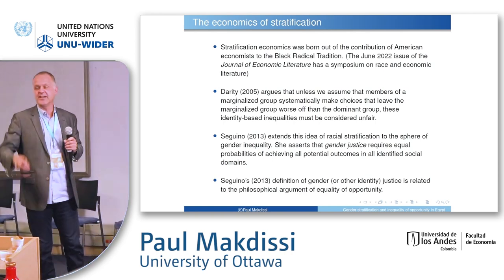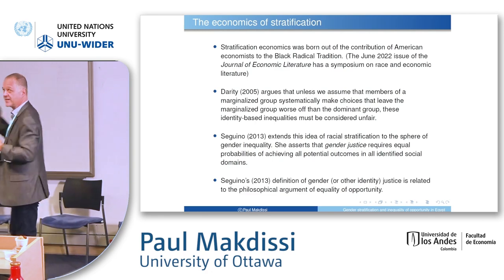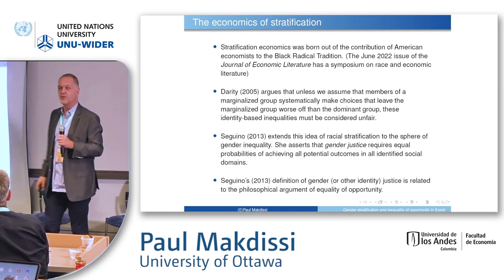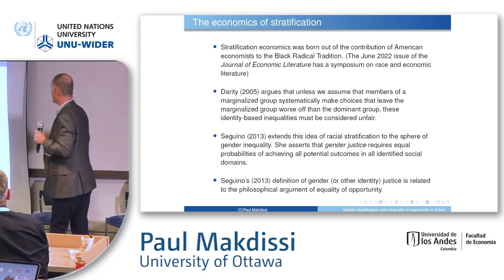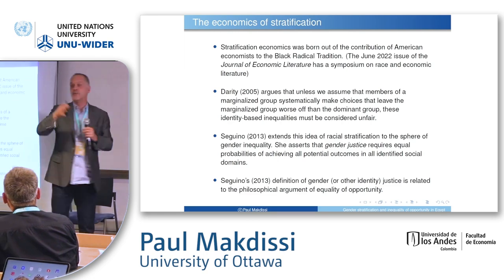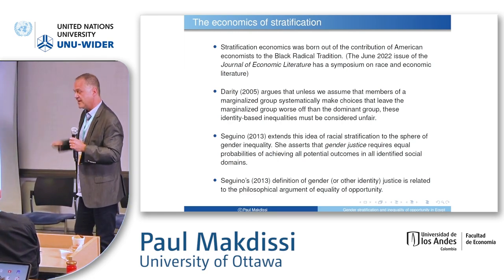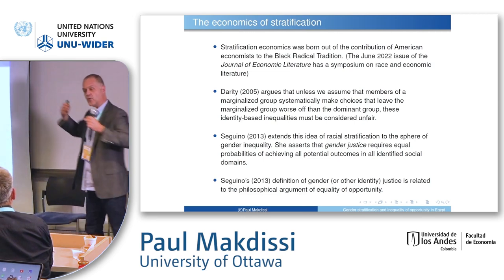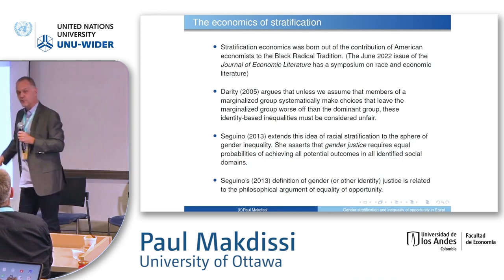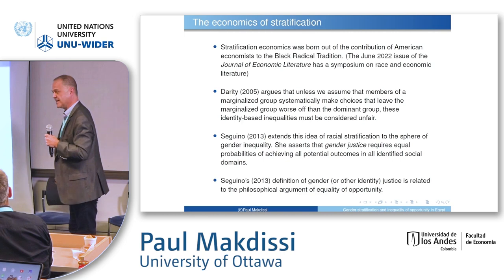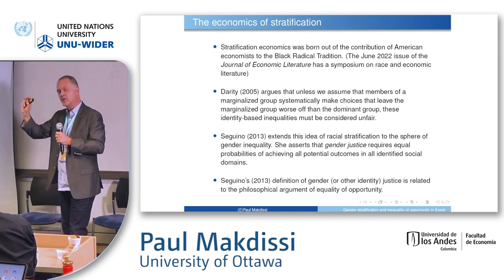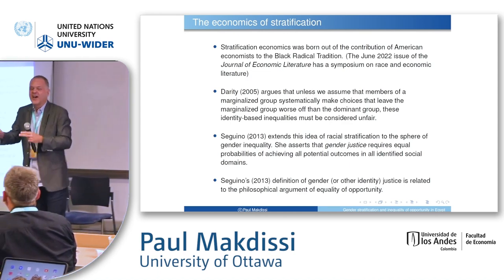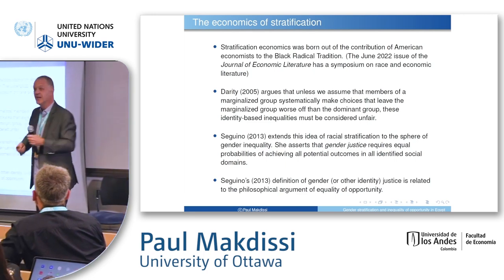So if we think about stratification, sociologists have been talking about stratification for a while. In economics, it's relatively new. If you look at the Journal of Economic Literature, June 2022, there is a complete issue on race and the economic literature. And within this issue, there are many papers on racial stratification. And if you think about racial stratification, it comes from the black radical tradition in the US. And it has been imported into economics by Sandy Darity, who proposed a new field that is called economics of stratification. And this field has two components. One is theories, how these stratifications emerge, how they are explained. And another one is measurement. So I'll stick to the measurement part, okay? Because it's important to be able to measure in order to test the theories.